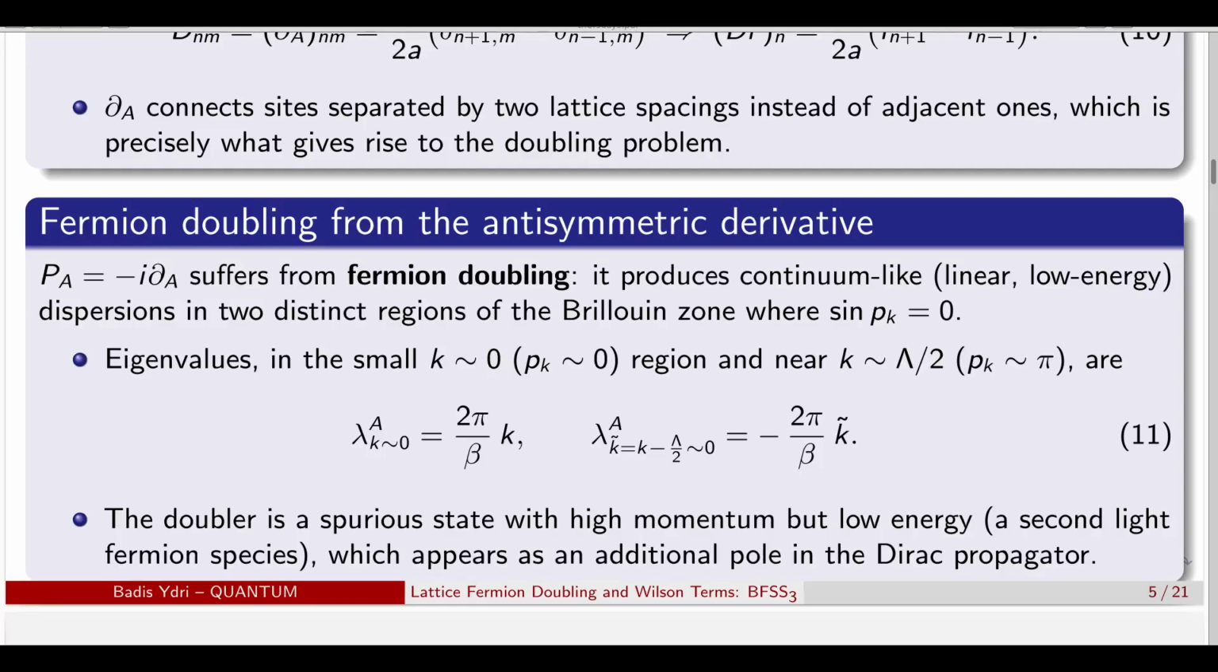These two regions both behave like light fermions in the continuum limit, producing two species instead of one. The extra mode at p equals pi corresponds to a spurious doubler, a state with high momentum but low energy. In the propagator, it manifests as a second pole, contaminating the physical spectrum.